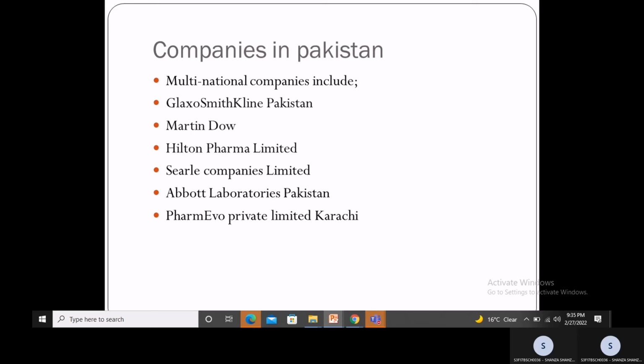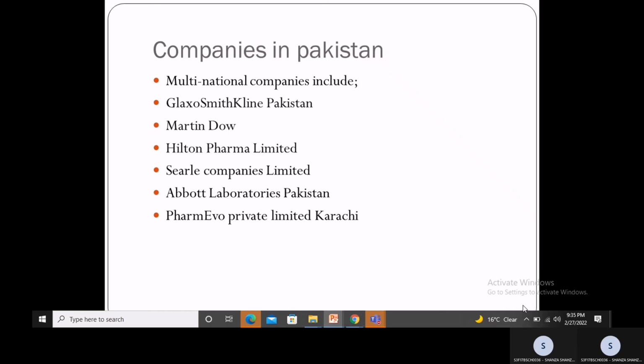in Pakistan. Multinational companies include GlaxoSmithKline Pakistan, Matindo, Hilton Pharma Limited, Searle Companies Limited, Abbott Laboratories, and the Pharmaevo Private Limited, Karachi. Pharmaevo is the company that produces heart medicine.